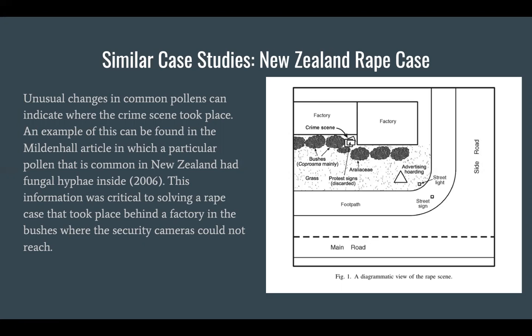The profile showed that a particular common pollen had a fungal hypha inside, which had never been seen before. Thanks to this particular piece of evidence, they were able to match the profiles to the victim's clothes and to the other locations in which the victim had been assaulted. This information was critical in figuring out which path the suspect took and led to the arrest and conviction of the suspect.